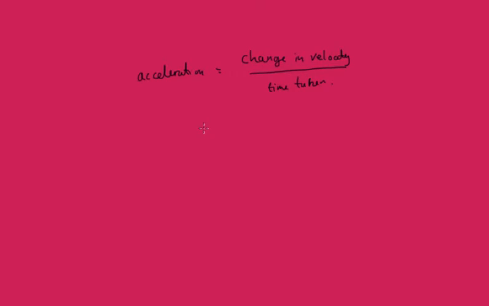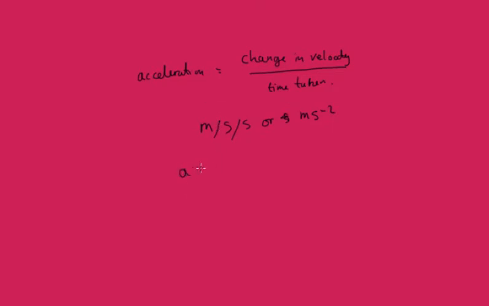So let's think. The velocity is measured in meters per second. So acceleration is the change in speed, how many meters per second something changes per second. The change in velocity per second, or meters per second squared, is the units for acceleration.